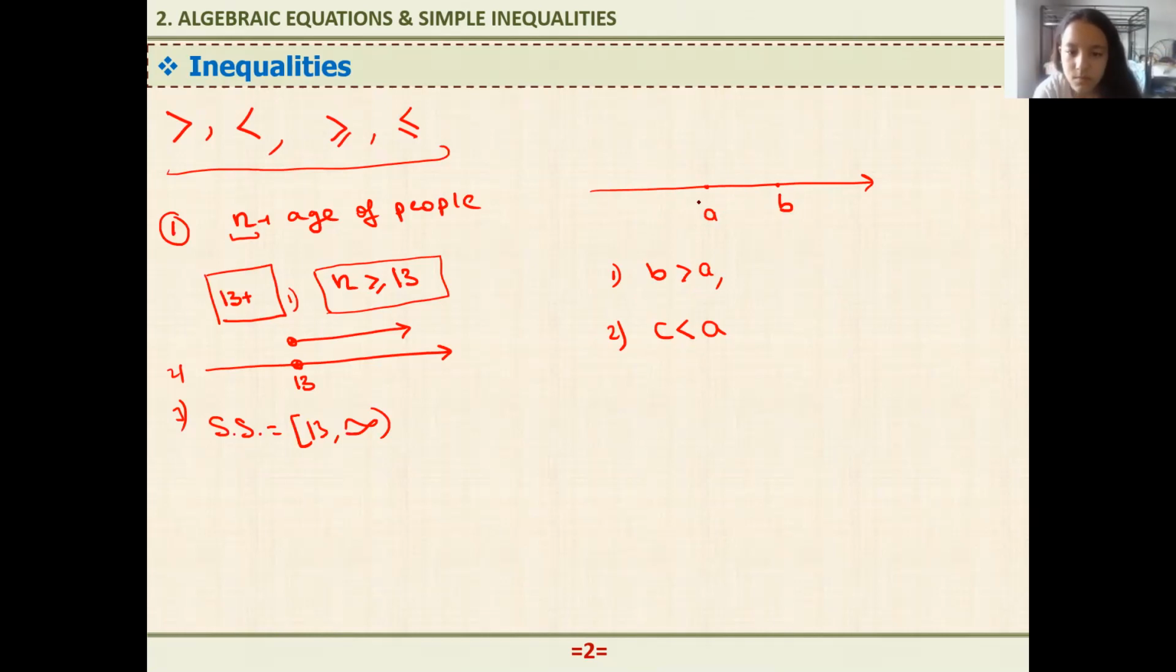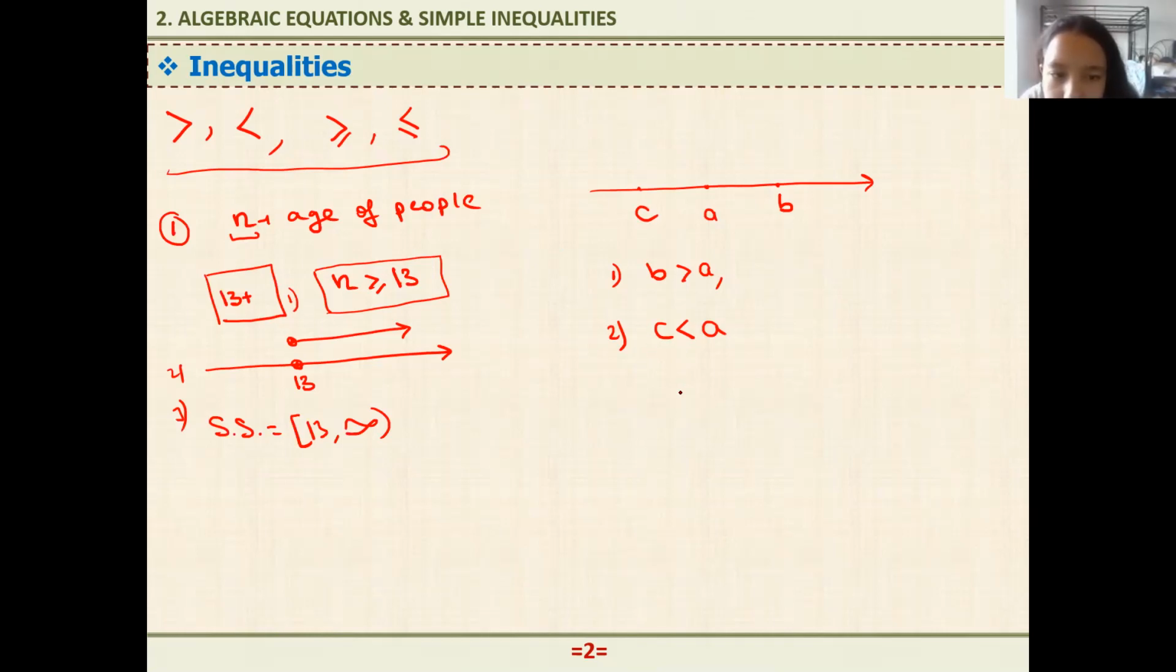It is to the right of A or to the left of A. So it is less than, right? So it should be somewhere here. Okay? And how about solving inequality? Solving inequality is very similar to solving equations.